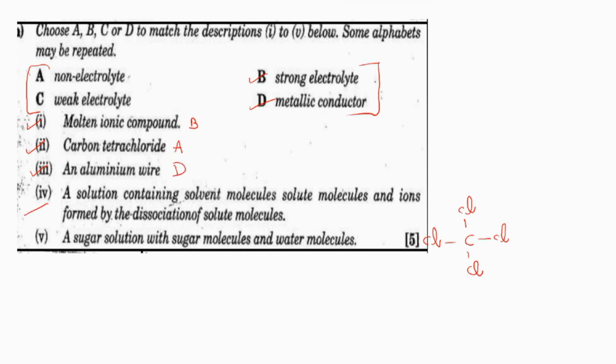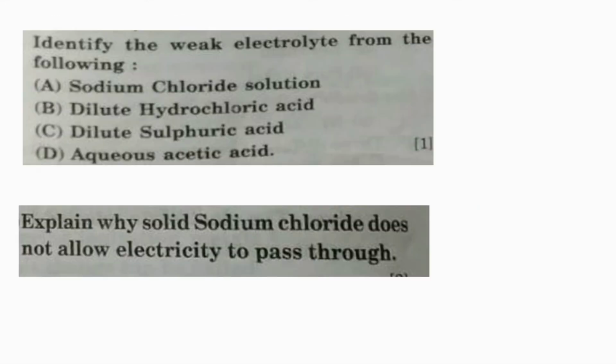Now, a solution containing solvent molecules, solute molecules and ions formed by the dissociation of solute molecules. So they are telling that in that particular mixture molecules are also there and at the same time ions are also there. So what type of solution will that be? It will be a weak electrolyte. Option is C. Okay, that is the answer. Now a sugar solution with sugar molecules and water molecules. What is the answer? It will be A. It will be a non-electrolyte. Got it?